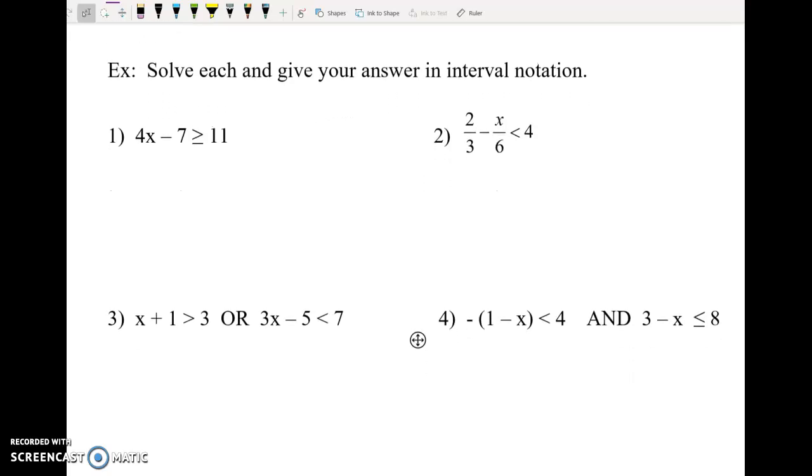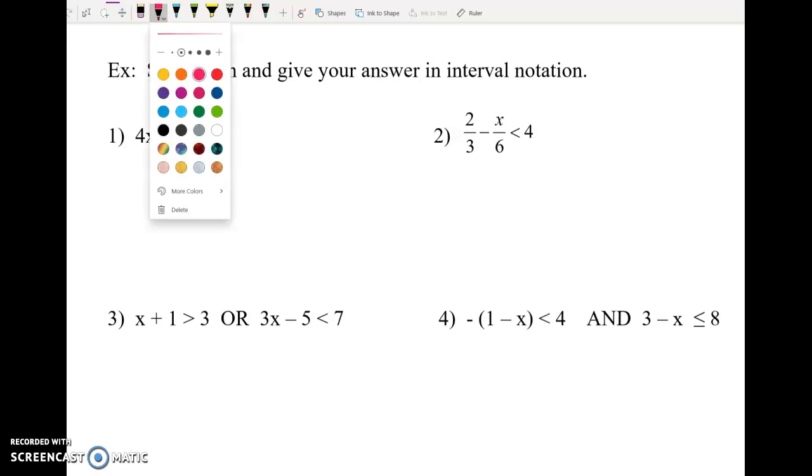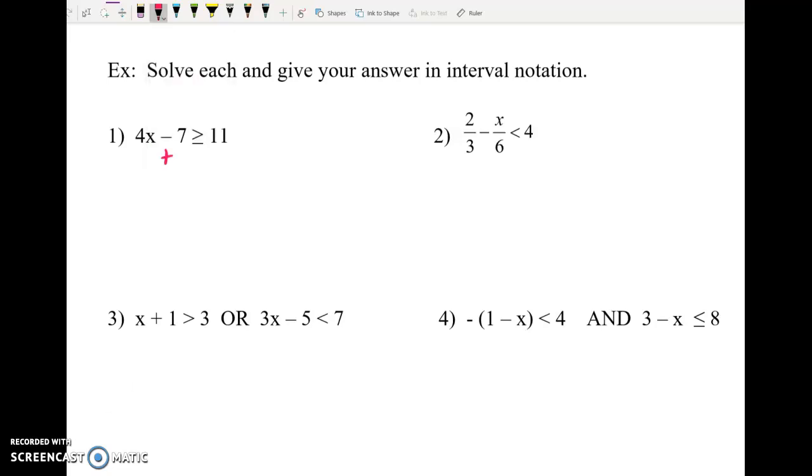So number 1, when we're solving 4x minus 7 is greater than or equal to 11, we treat that inequality symbol, greater than or equal to, as if it's an equal sign, unless we multiply or divide by a negative number. So our first step would be to add 7 to both sides. 4x is greater than or equal to 18.